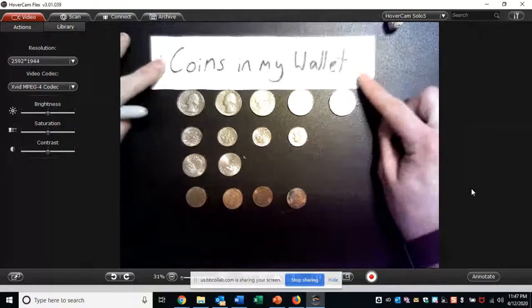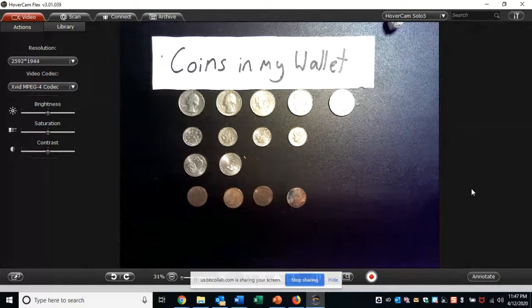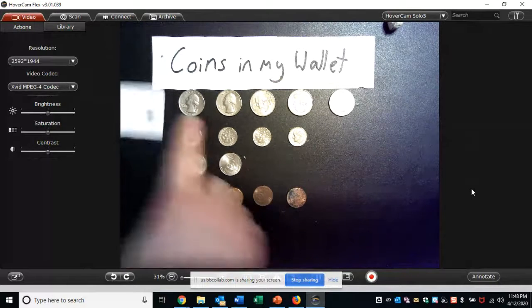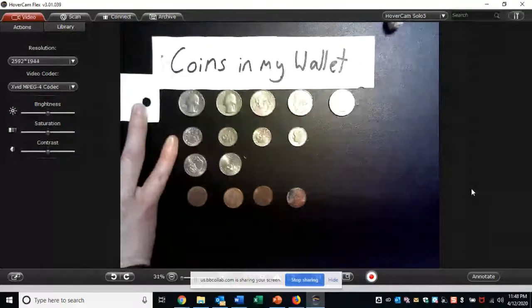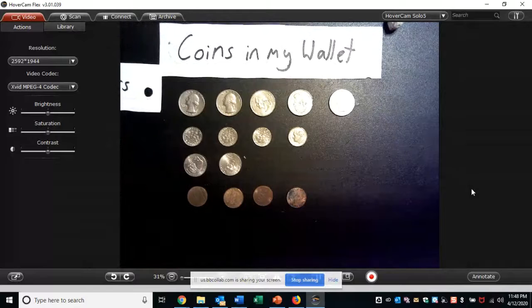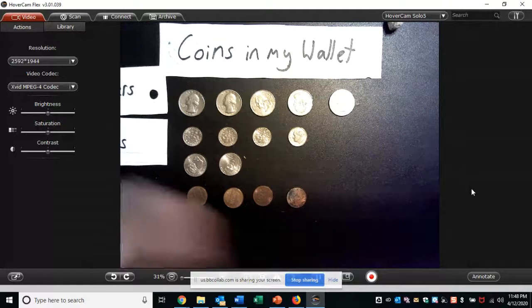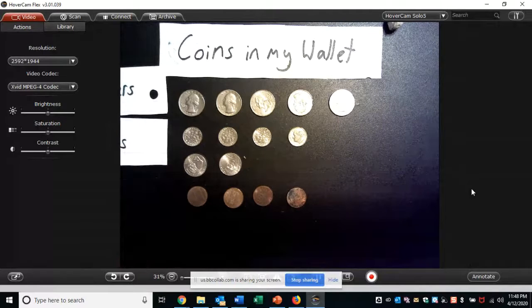Coins in my wallet. There's my title. And since it is good to label things, even though you kind of know what all these things are, I could still make my labels. So here are quarters. And here we have dimes. And nickels.